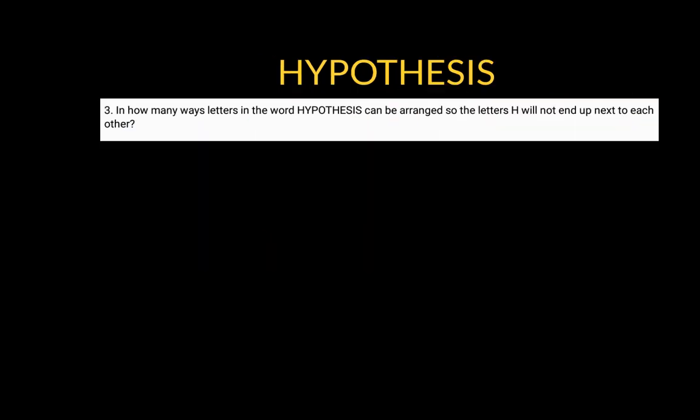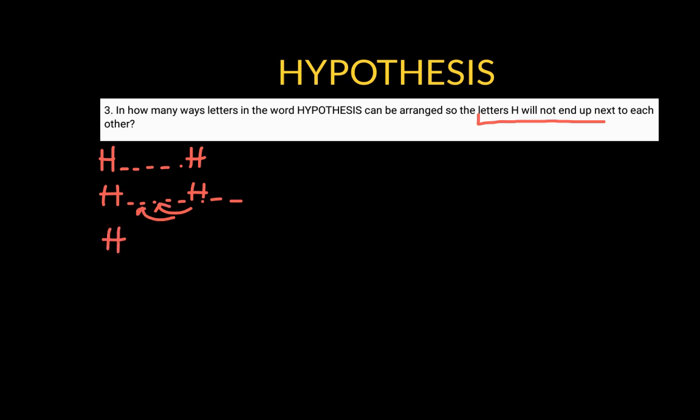Okay, so our most complex question on the word hypotheses is a question where you are asked to look for the number of ways in which we can arrange the letters so the letters H will not end up next to each other. Okay, so we think that it's not that difficult to write them out. So I will have H, 8 letters, and another H. I can have H, 6 letters, H, and the letters. Then I can move this H here and there.